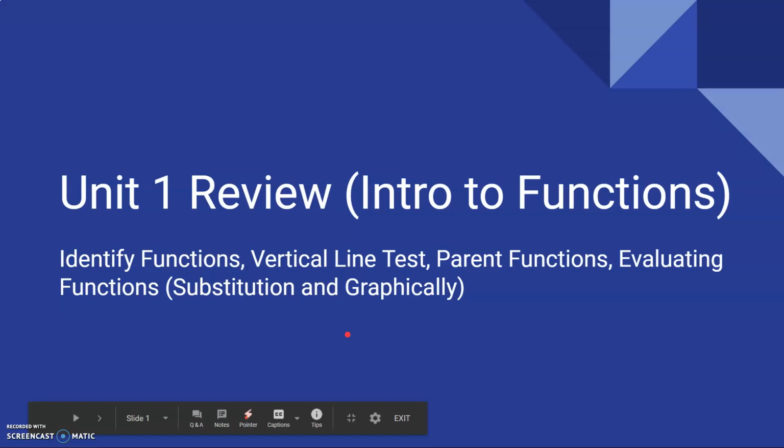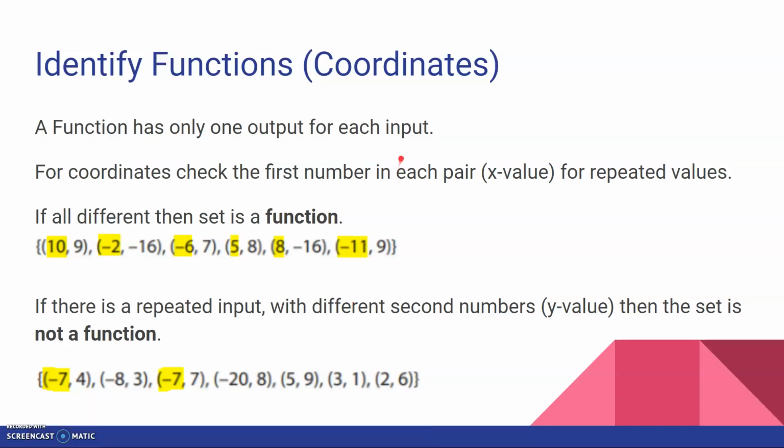Okay. First thing we're going to look at is identifying functions using coordinates. So that's using the x, y points. All right. Just remember that a function has only one output for each input. Each of these coordinates is written x, y, or input, output. For coordinates, you need to check each first number. You can see I've highlighted each first number in this first set here. What you'll notice is each one of them is different. If they are all different, then you can immediately say that this is a function.